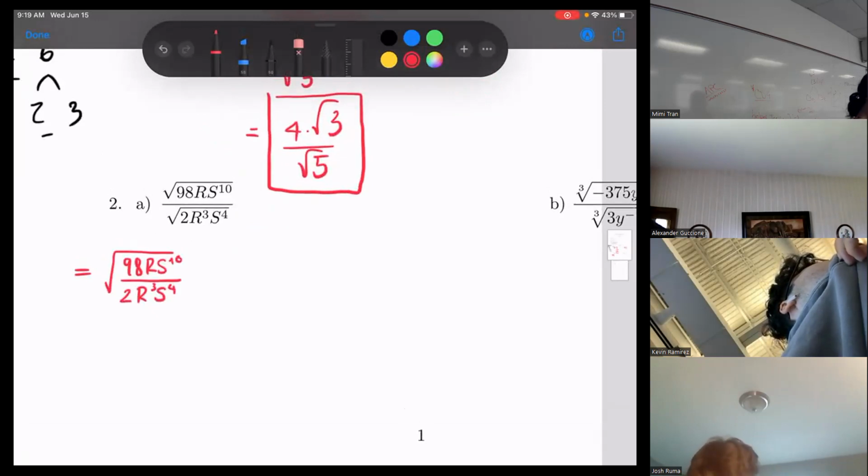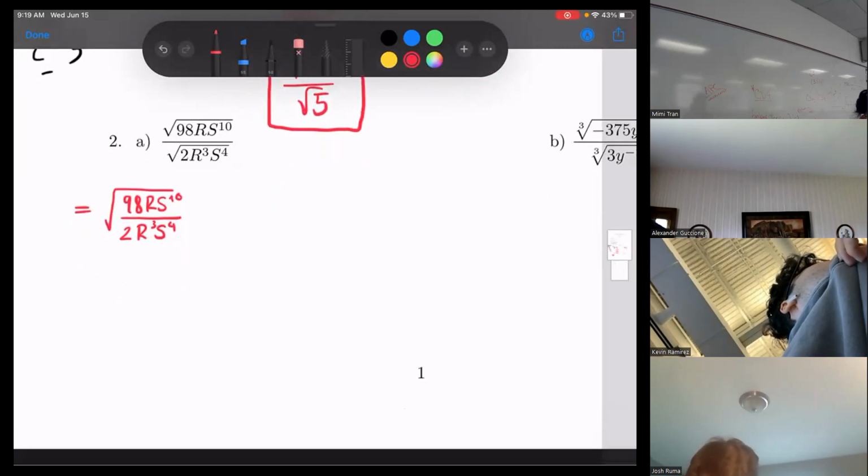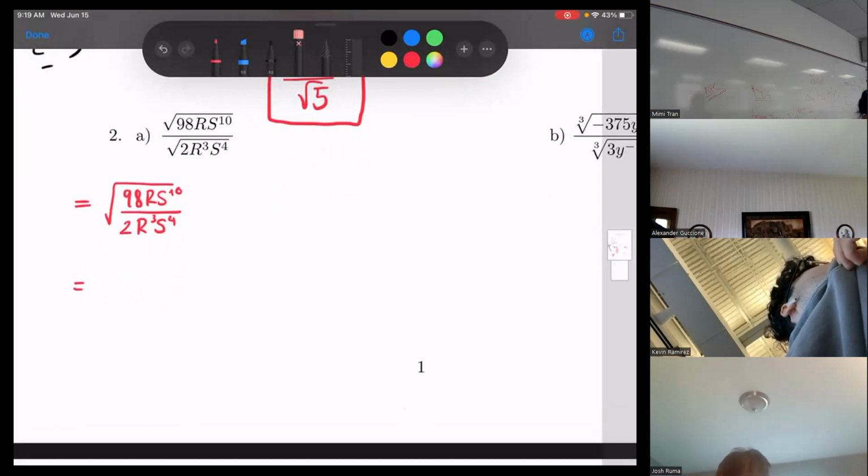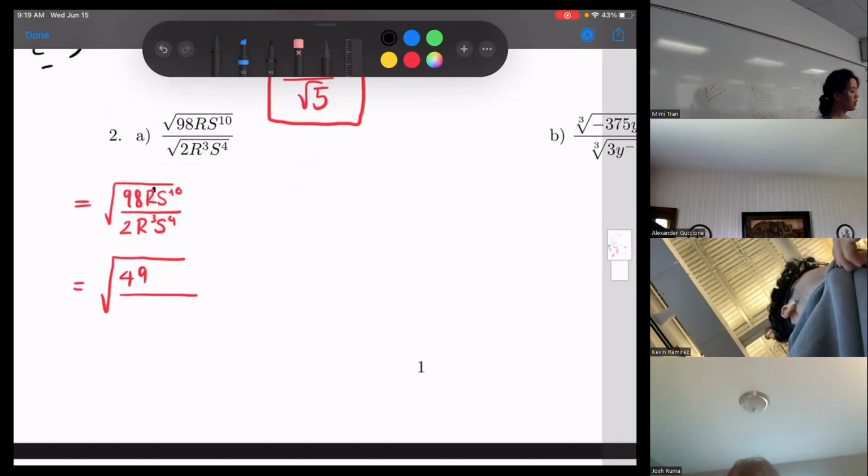Bring it under one root. What's 98 divided by 2? Yeah, 49, right? And then R to the first and R cubed. Well, which one is bigger? Let me rewrite this to make it bigger. So 49 here on the top. And because I have R to the first on the top and R cubed on the bottom, you want to put the R on the bottom because it has the bigger exponent, right? Maybe don't write this down. You don't have to. I have R to the first on the top and R cubed on the bottom.